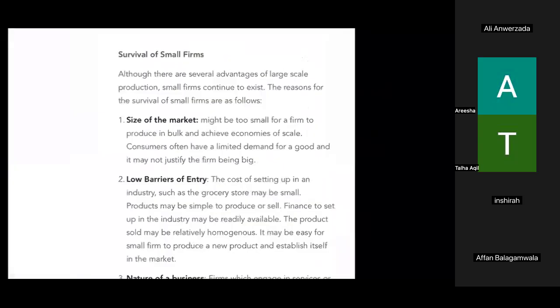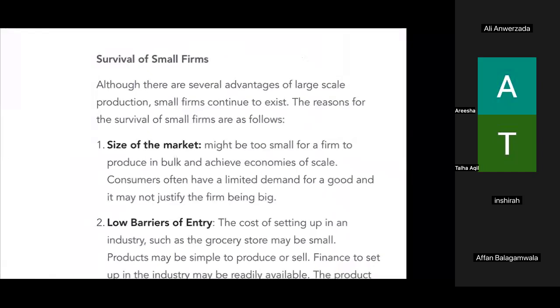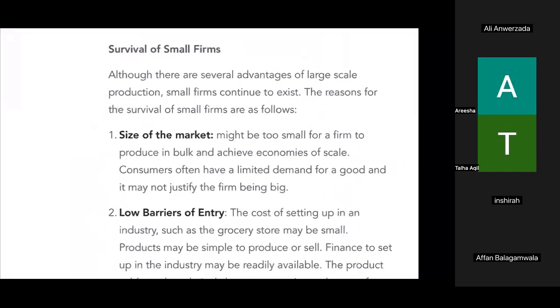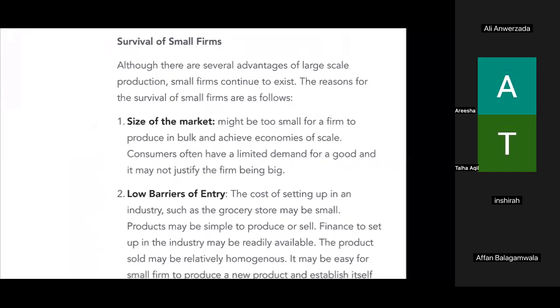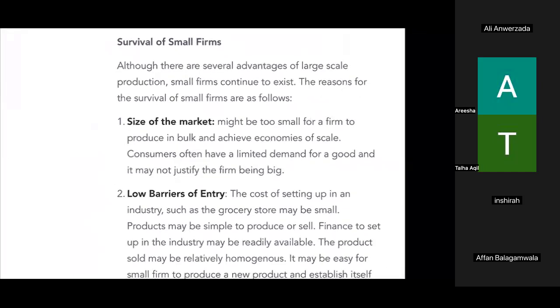Okay, so why are small firms still able to survive, given that everyone wants to be a large firm? We say it could be possible that small firms are surviving because of the size of the market. If the size of the market is really small, for example in a neighborhood, you may have a small shop, a corner store kind of thing, that could survive because the size of the market is really small.